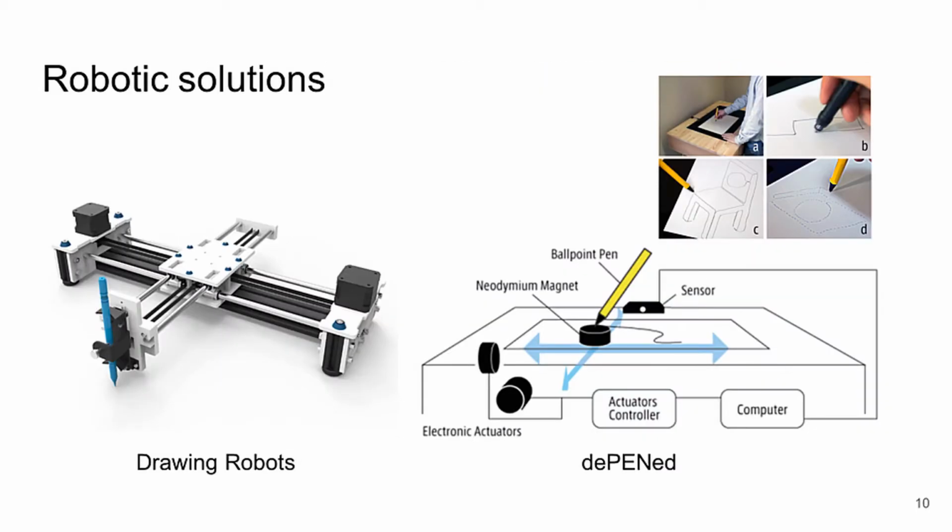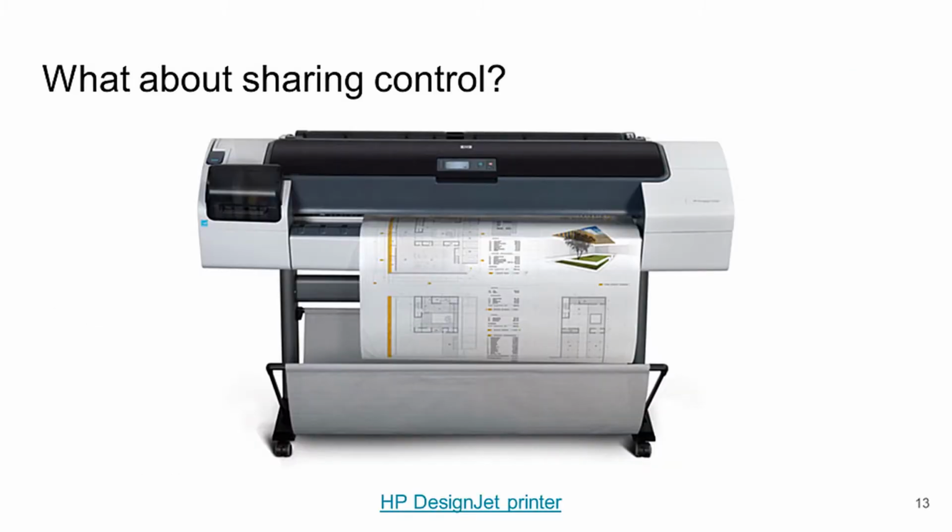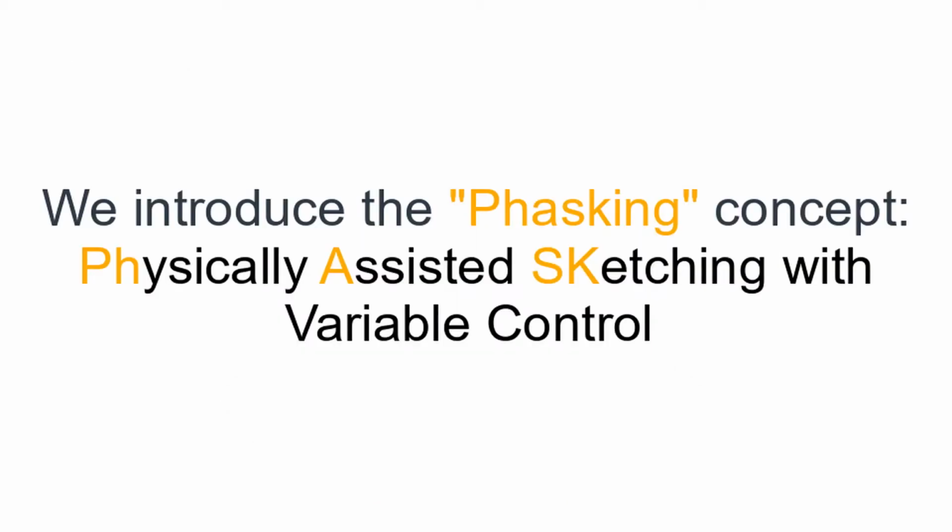There are some solutions to help users with their physical drawing. However, in most cases, the computer takes full control to achieve more accurate drawing. In fact, if you don't want to share the authorship, a printer can do a better job than drawing robots. To explore the use of active force feedback in paper sketching, we present the PHasking concept.